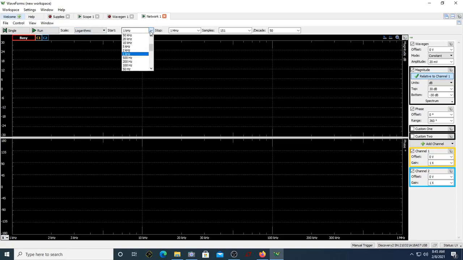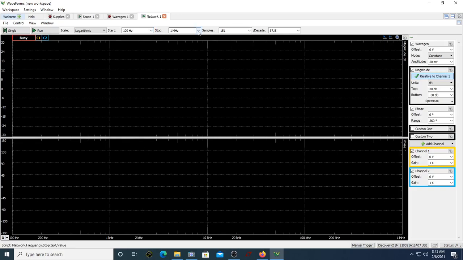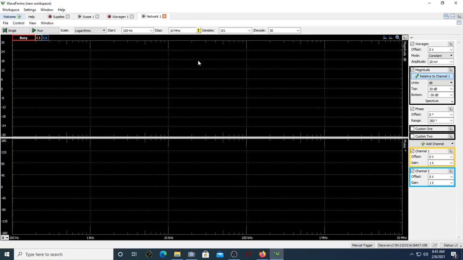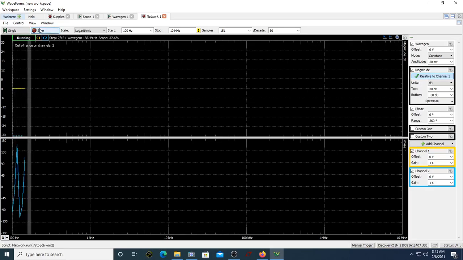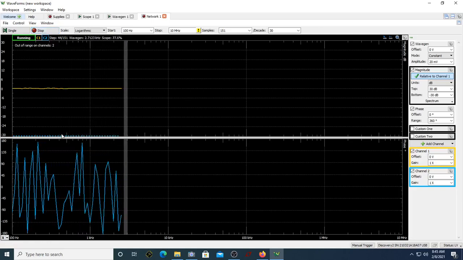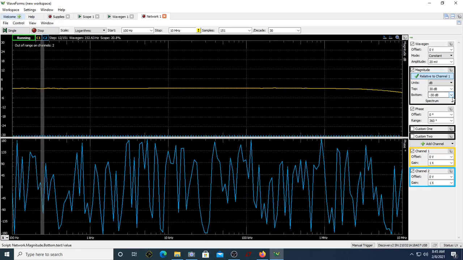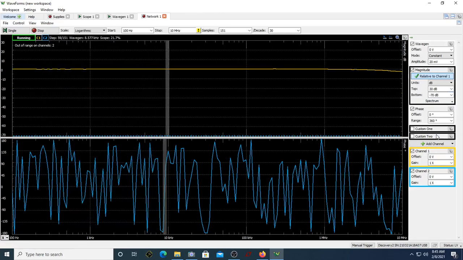For the start frequency, you can start from a very low frequency of 100 Hertz, and you can go up to a maximum of 10 megahertz, or maybe 25 megahertz is possible here. Okay, it is showing that. Let me make it up to 10 megahertz. Let me just start running here. You can see it has gone down. Let me just go till this point.